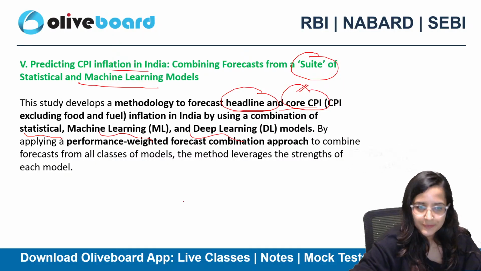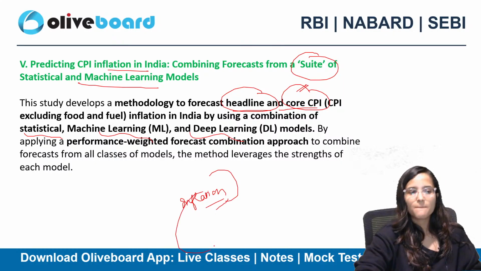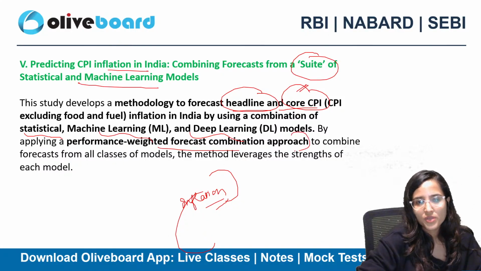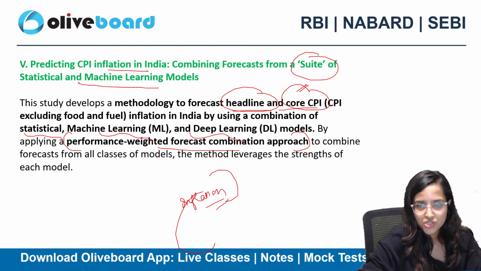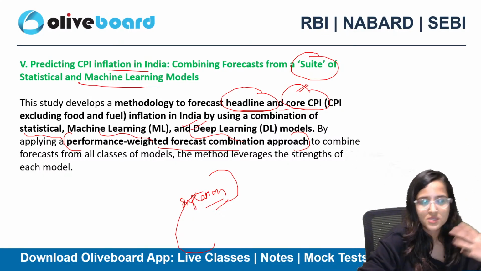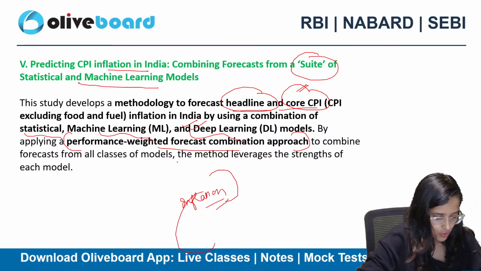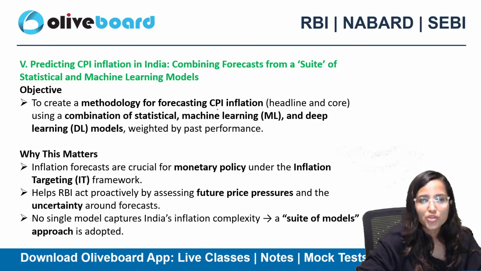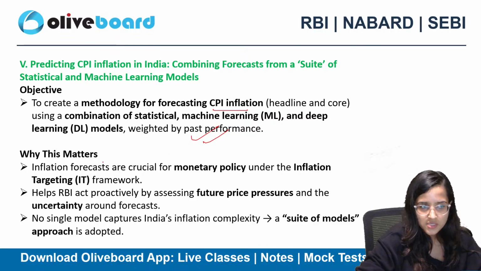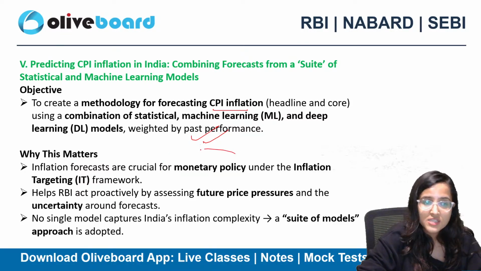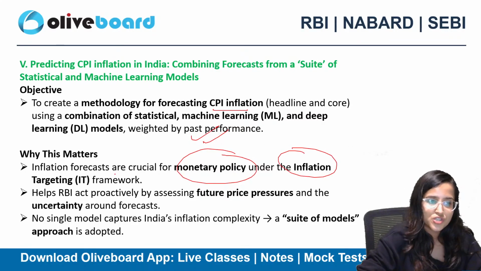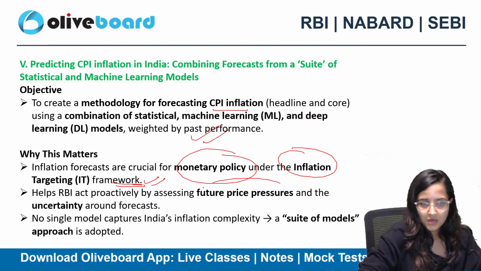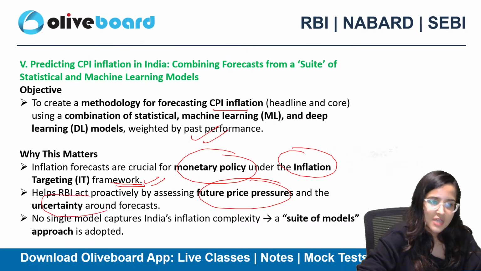Here we are saying how can we predict inflation by combining statistical, machine learning and deep learning models by applying a performance weighted forecast combination approach. That means we're using these models and combining their forecasts so that we have a good amount of accurate data. The objective is to create a methodology for forecasting CPI inflation using a combination of these. This matters because inflation forecasts are very important for monetary policy and for the inflation targeting framework. This approach is going to help RBI in assessing future price pressures because of this uncertainty.